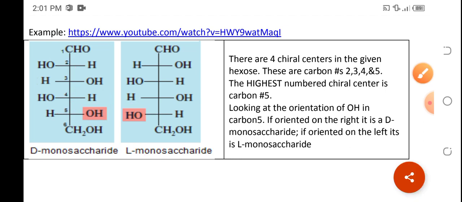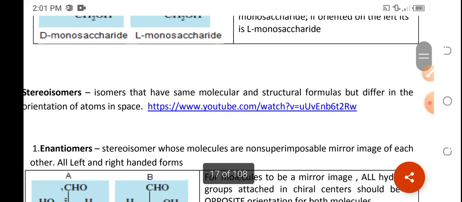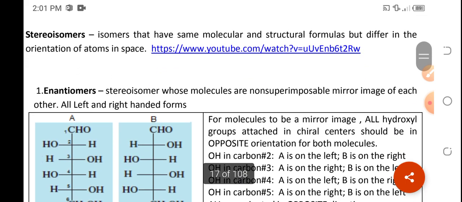Okay, so that's how you're going to distinguish or predict how a molecule is a left-handed or right-handed molecule. Okay. Another property of a monosaccharide is that they are stereoisomers. Okay, so isomerism is possible, stereoisomerism is possible.